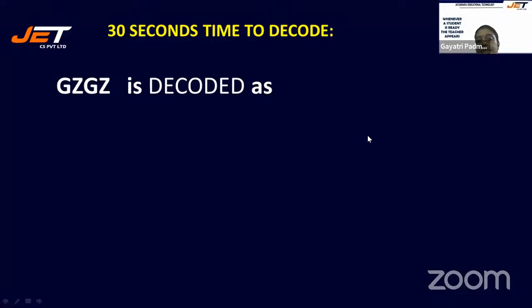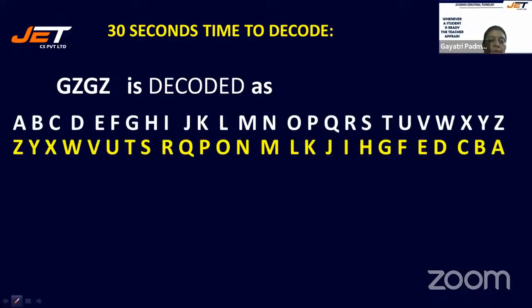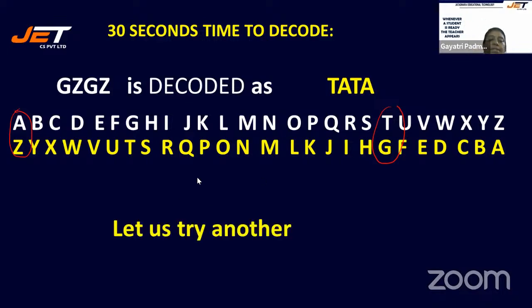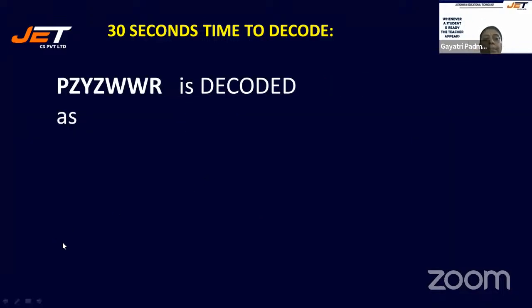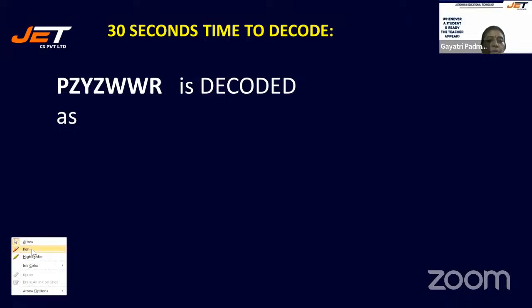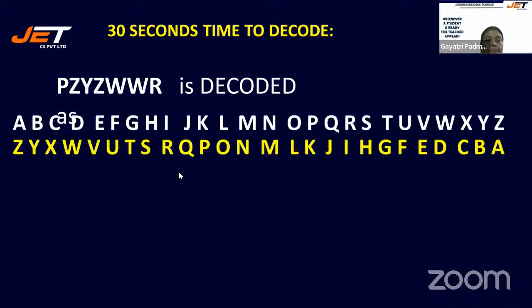We have G-Z. Now how do we decode it? G-Z. G is here, T, all right? And Z is A. Again, G is T and Z is A. So it is T-A, Tata. All right. Yes. Now let us try another one. PZYXWWR. All right. Now how do we decode it?